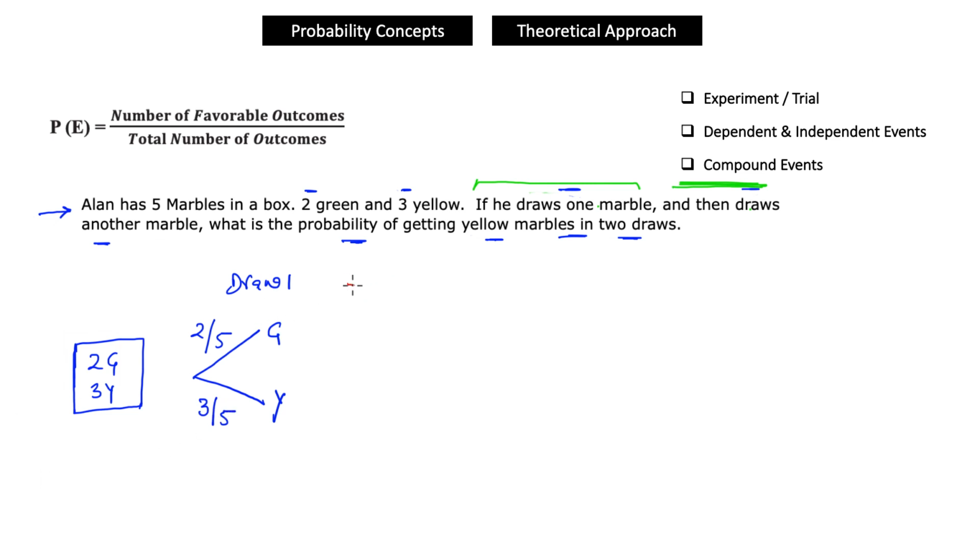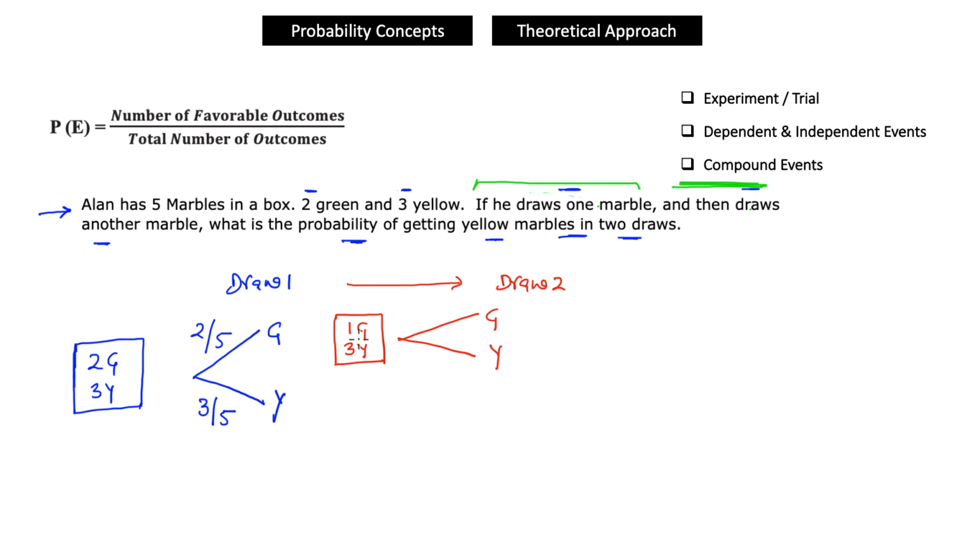Now let's proceed on to our second draw. And here it gets a little interesting. You see, you already have picked your first marble. What happens if you pick a green? What remains inside the box is what? You are left with 1 green and 3 yellow, right? Now if you pick a marble, what happens? You could get either a green or a yellow, just like in the first draw.